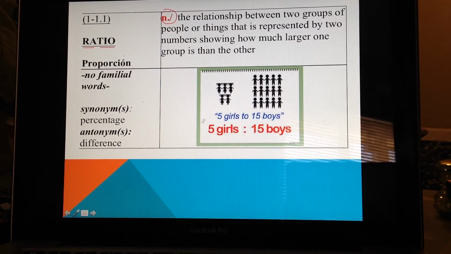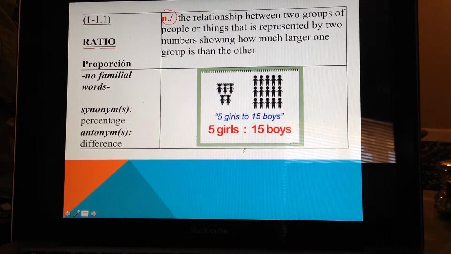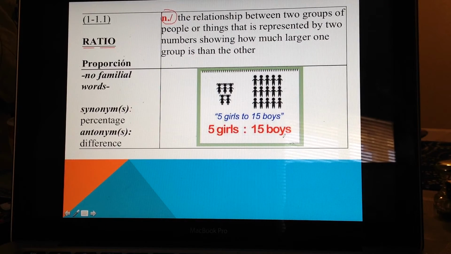Okay. Let's take an example. Imagine that you're in a classroom of 20 students, okay, and you want to know what is the ratio of students, comparing them between girls and boys. Okay, you want to know if there are more girls or boys in this classroom. So you look at the numbers, okay, and if you notice that there are 5 girls to every 15 boys in the class. Okay, so the ratio in this class is that there is a higher number of boys than there is of girls. So there's 5 girls to 15 boys. Let's move on.